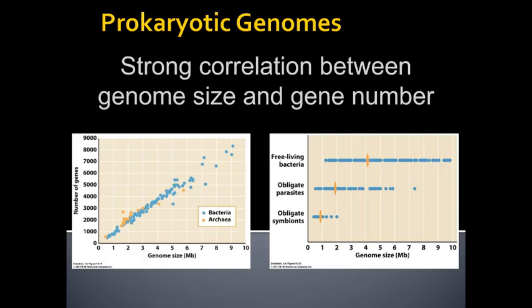And so those have very, very small genomes because they are often adapted for efficiency. And also they don't need as many genes because the host can perform many of the physiological functions that living organisms need to perform.